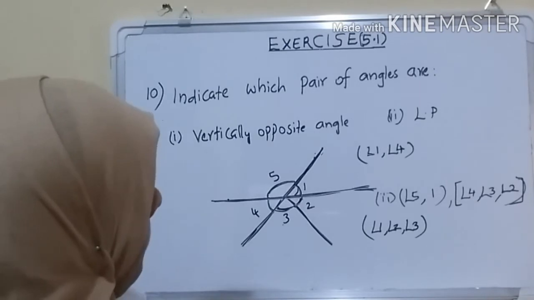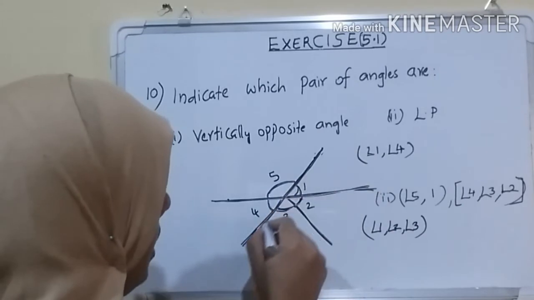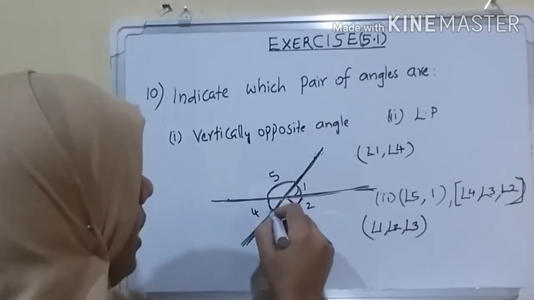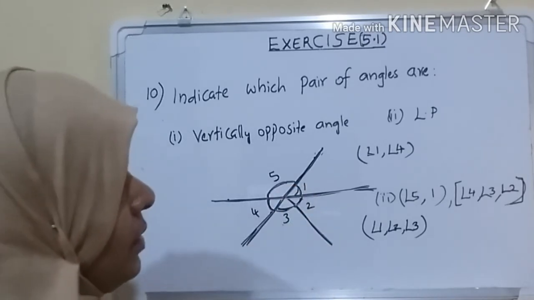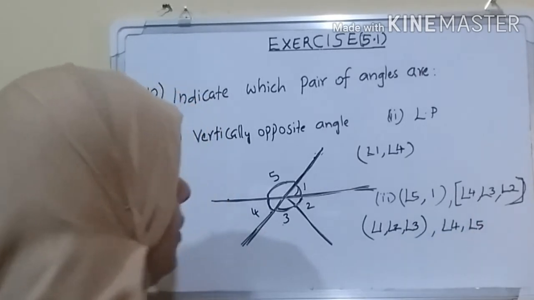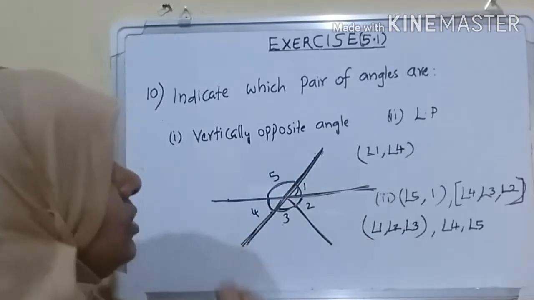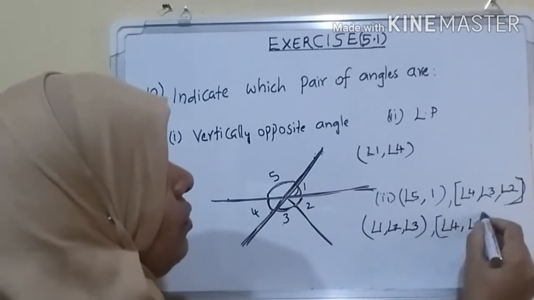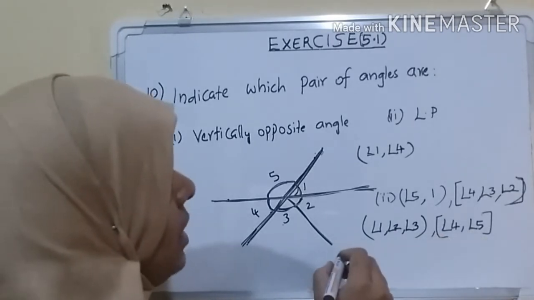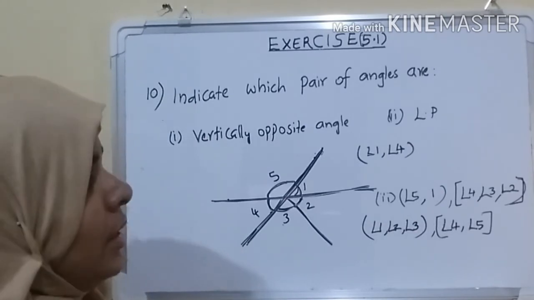Then consider this line and its upper portion. What are the angles? Angle 4 and angle 5. These angles also lie on this line. So angle 4 and angle 5 are also linear pairs. Right? So this is the required solution of the second question, the linear pairs.